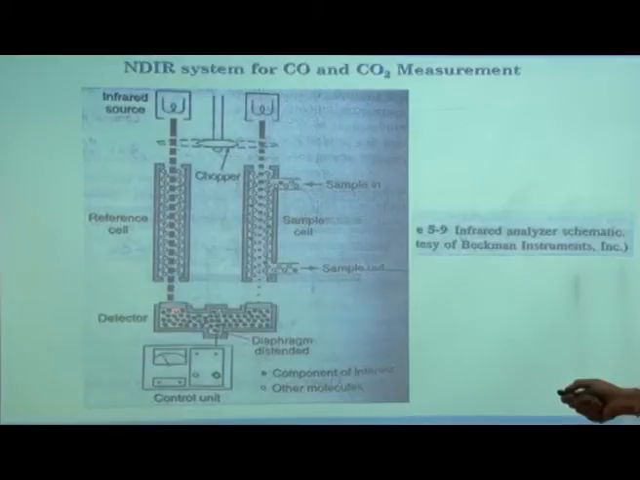This is the optical window. So the light will get into this detector. This is the optical window for the other side. So here the pressure increase will be less, and here the pressure increase will be more. So there will be deformation in the diaphragm, and this can be detected by the control unit. Okay, so that is how basically the infrared analyzer, the NDIR non-dispersive infrared analyzer, works.